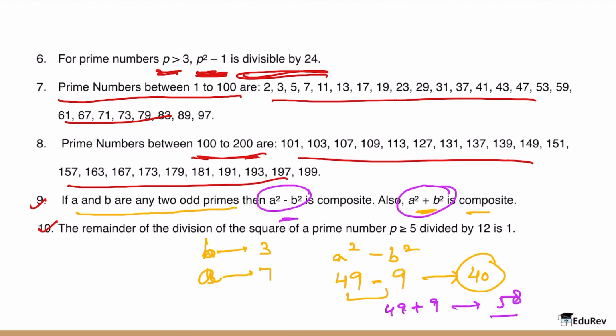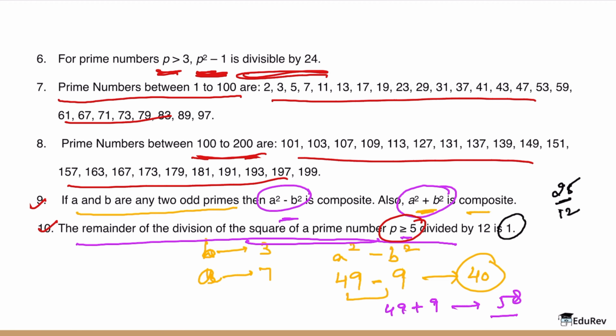Next is that the remainder of the division of the square of a prime number greater than or equal to 5 divided by 12 is 1. What it wants to say is, suppose I take any prime number which is greater than or equal to 5 and I square it. Suppose I take 5 and I square it. So what will be my answer? 25. Now if I divide 25 by 12, will my remainder be 1? Of course, because 12 twos are 24, so 2 times 12 is 24 and 1 is going to be the remainder. So this is also true.